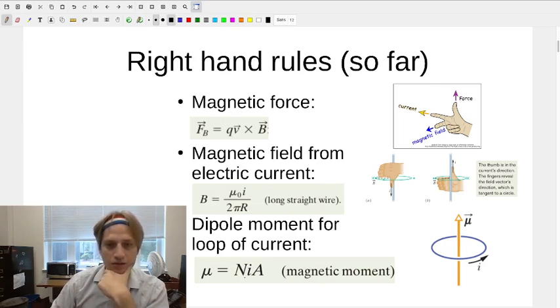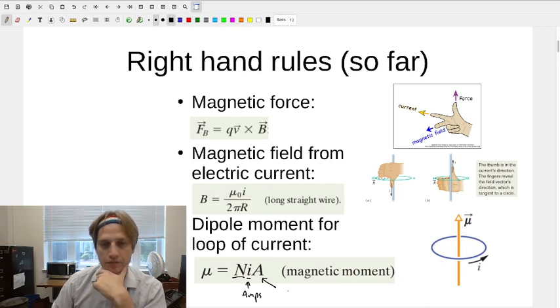The magnitude of this vector for a bunch of loops put together is going to depend on how many loops, so this is the number of loops, no units, times the current, so that has units of amps, times the cross-sectional surface area, so that has units of meters squared.